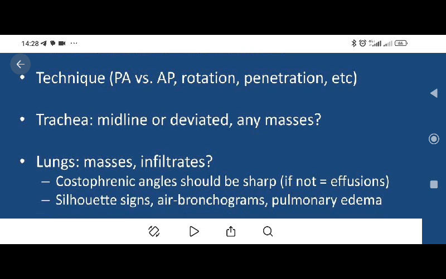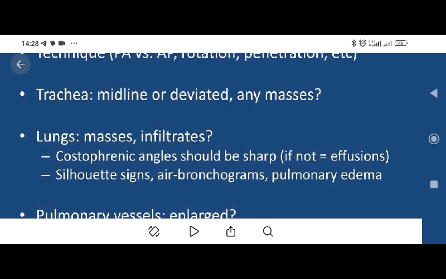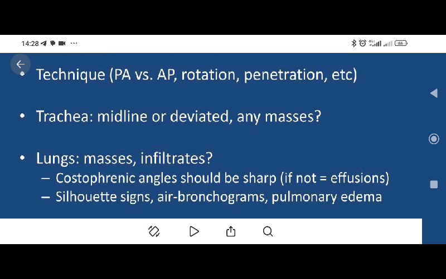Now the trachea, it should be midline or deviated for any masses. What it's trying to tell you is that you check the trachea, because if the trachea is deviated, it can be as a result of many things. It can be as a result of a mass. A mass can be there pushing the trachea to either the right or the left. It can also be when there is a lung collapse. Maybe there is an upper lobe collapse. The trachea or structure will now tend to move to the collapsed part to occupy the space there. So once you see it, you're already suspecting something like that.